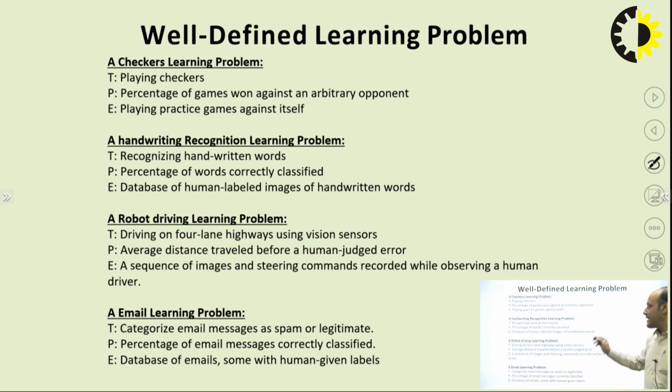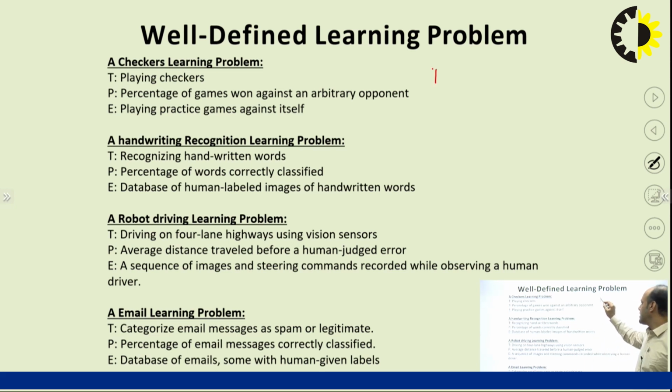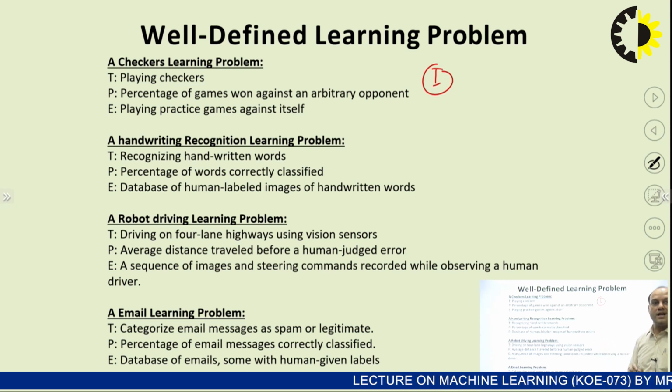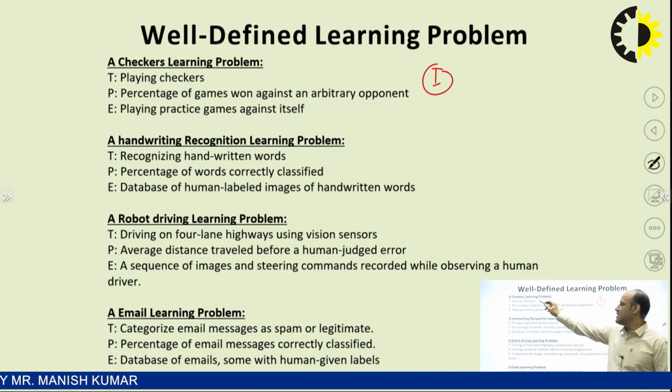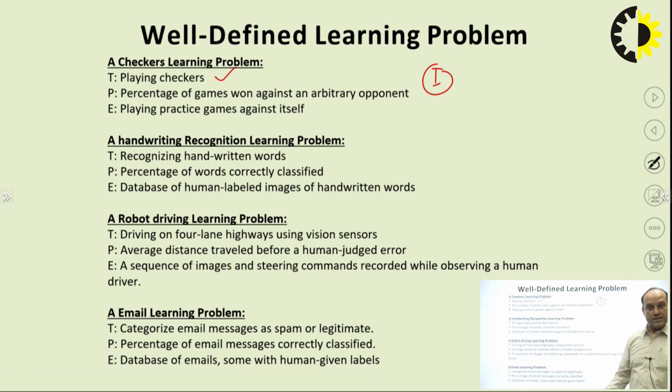Here you will get a glimpse, as I have given the first example here. For example, I am going to design a learning system for a checkers problem. What is the task here? The task is playing checkers. What is the performance measure? The performance measure will be calculated on the basis of the percentage of games won against an arbitrary opponent. And the experience is playing practice games against itself. So by playing the game against itself, the experience is improved. Okay. So this is the first example.